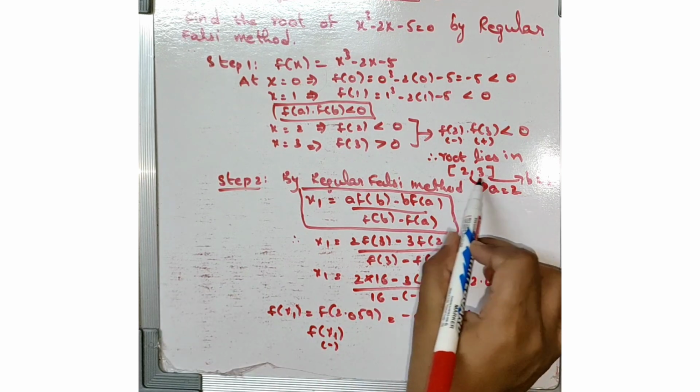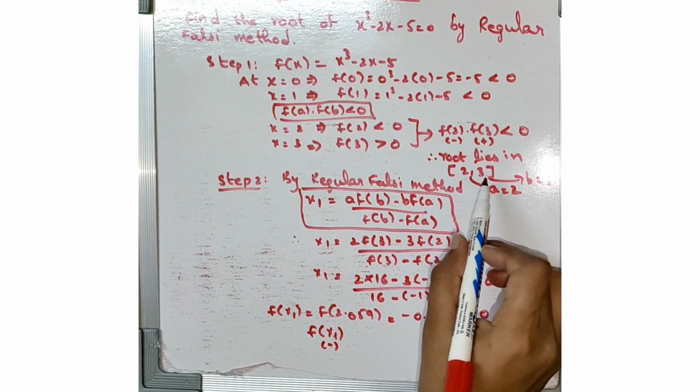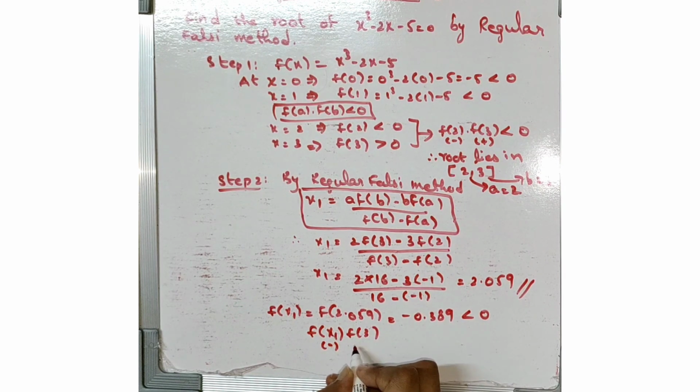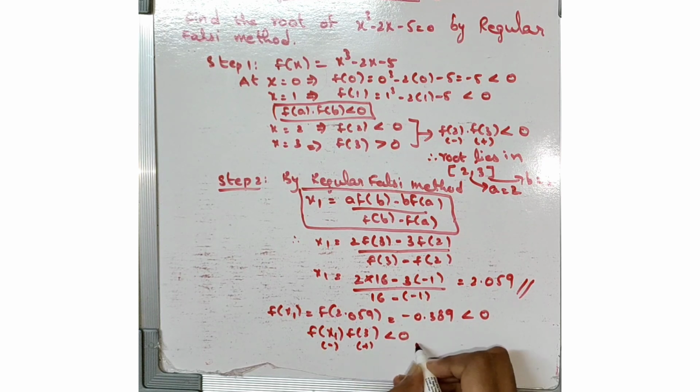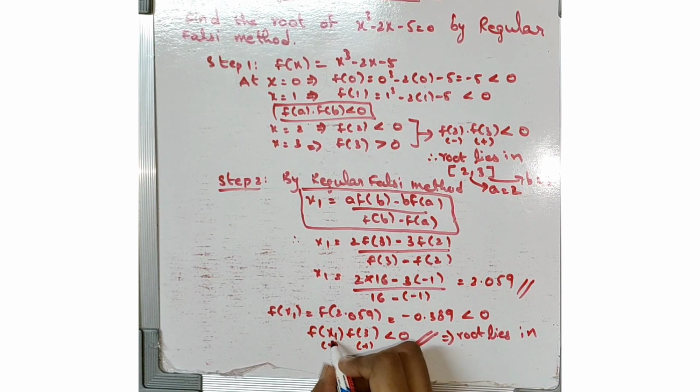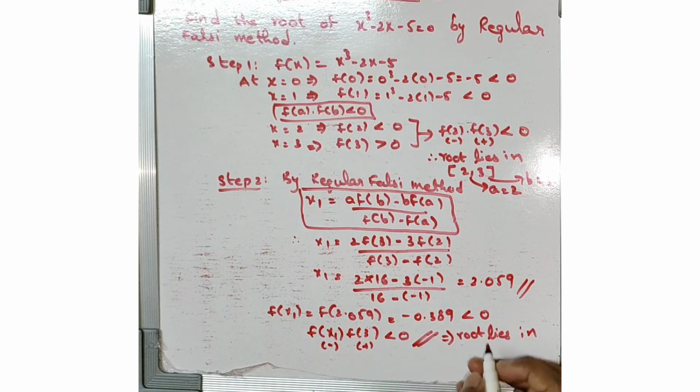First we checked with 2, and again we go for 3. f of x1 into f of 3: f of 3 is a positive value, so negative into positive is negative. So it is less than 0, and we have satisfied the condition. Therefore, the root lies in these both values, that is x1 comma 3. What is x1? x1 is 2.059. So the interval is 2.059 comma 3. Remember this.